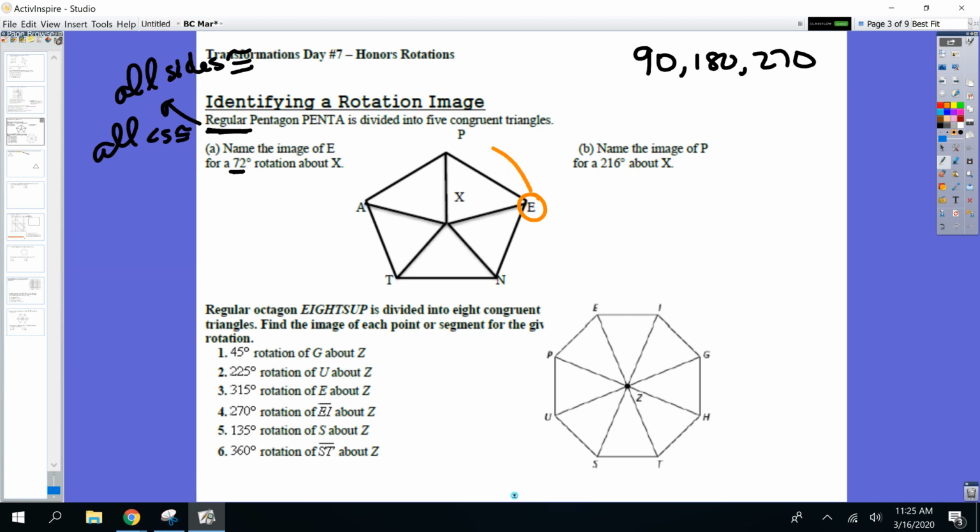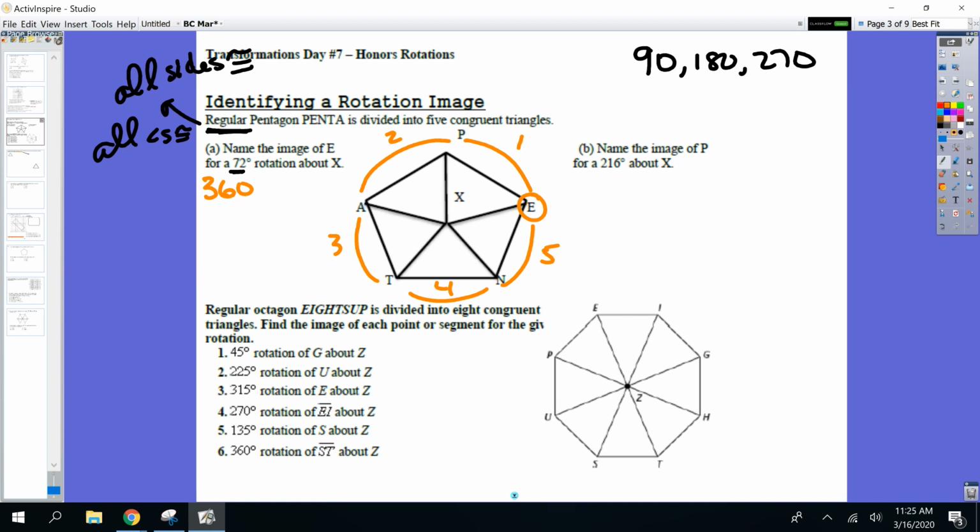As I go from E to P, P to A to T, T to N, and N to E, you guys notice that you go a full 360 degrees all the way around. And how many times did I rotate it? Once, twice, 3, 4, 5 times. All right, and since this is a regular polygon, every time I rotated, it rotated the same amount of degrees.